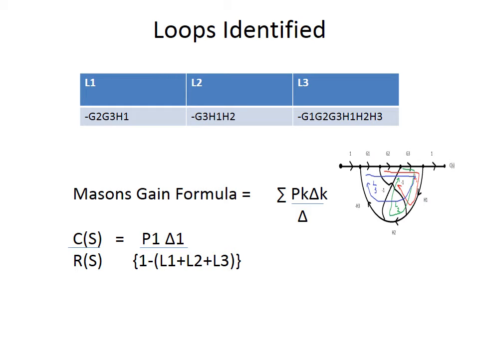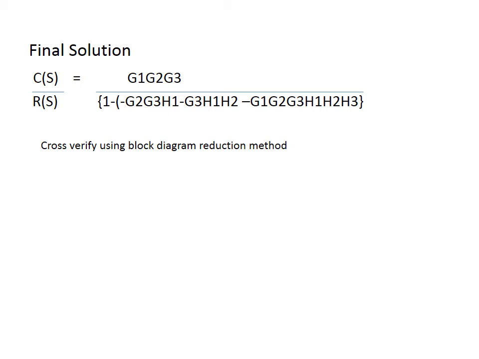So replace those L1, L2, L3 using the corresponding gain. We get the final solution as G1, G2, G3 by 1 minus of minus G2, G3, H1, minus G3, H1, H2, minus G1, G2, G3, H1, H2, H3. The same problem can be done using your block diagram reduction methods. Solve it, cross-verify it with the solution with the signal flow graph. The final solution is 1 by 1 minus the sum of L1 to L5, plus the non-touching products, minus the triple product. So that is represented in the form of C(S) by R(S).